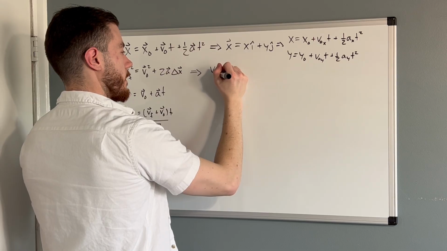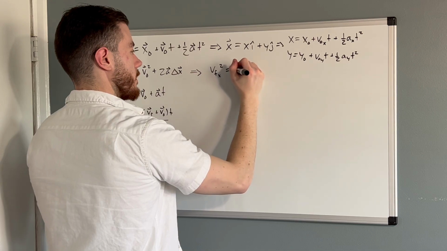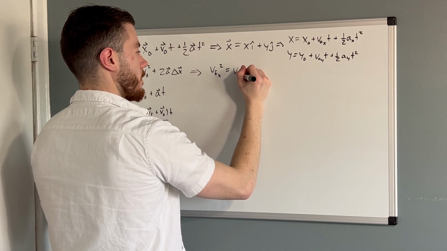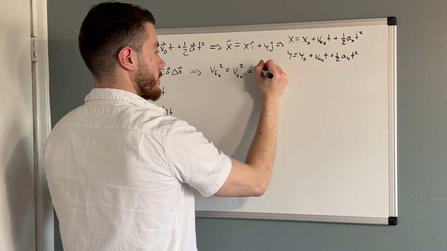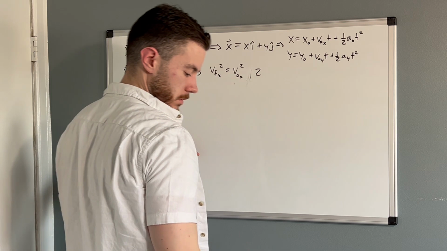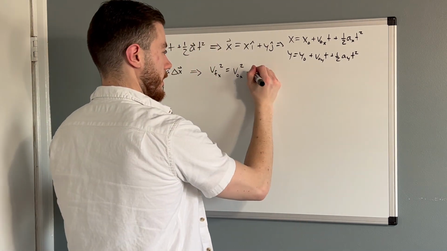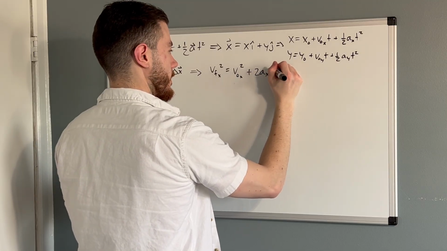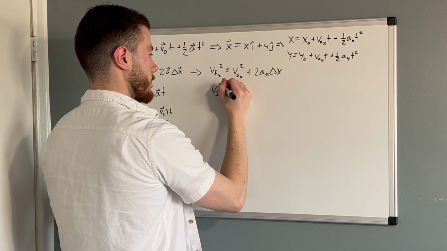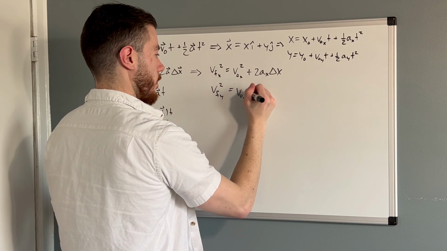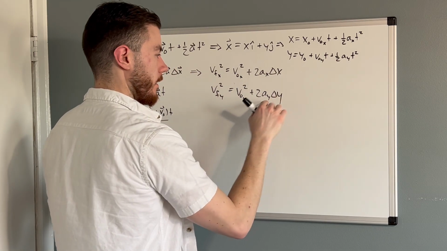vf x squared equals v naught x squared plus 2 a x delta x, and also vf y squared equals v naught y squared plus 2 a y delta y.